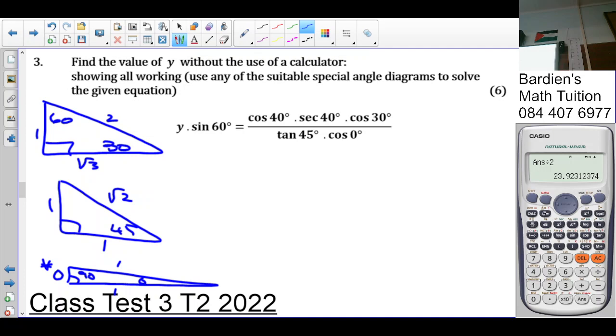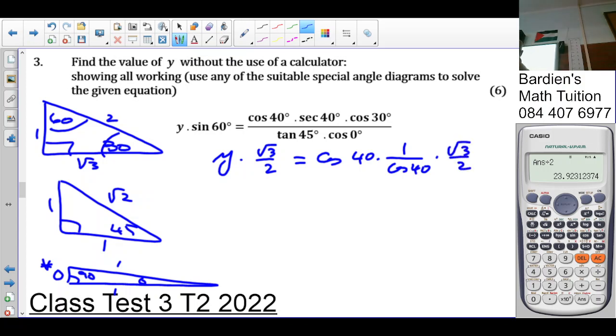Okay, so we go y tan, sine of 60. Sine is opposite over hypotenuse, so it's root 3 over 2, equals cos of 40, that is not one of the special angles, times sec. Sec is the reciprocal of cos, so it's 1 over cos 40 times cos of 30. Cos of 30 degrees, again adjacent over hypotenuse, that's going to be root 3 over 2, all over tan of 45. Tan is opposite over adjacent, so it's 1 over 1. Cos of 0 is adjacent over hypotenuse, 1 over 1.